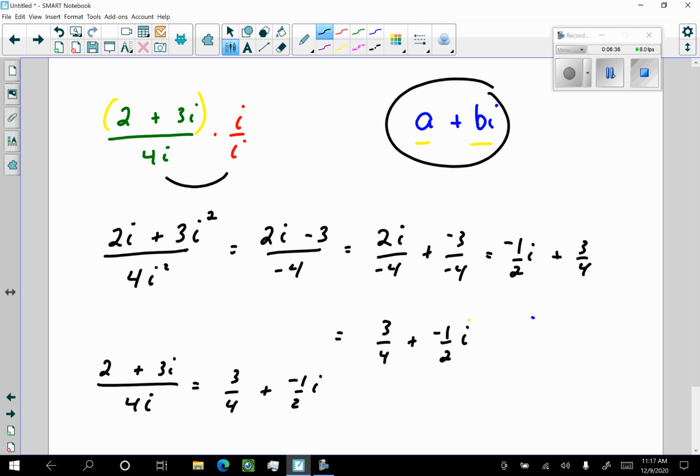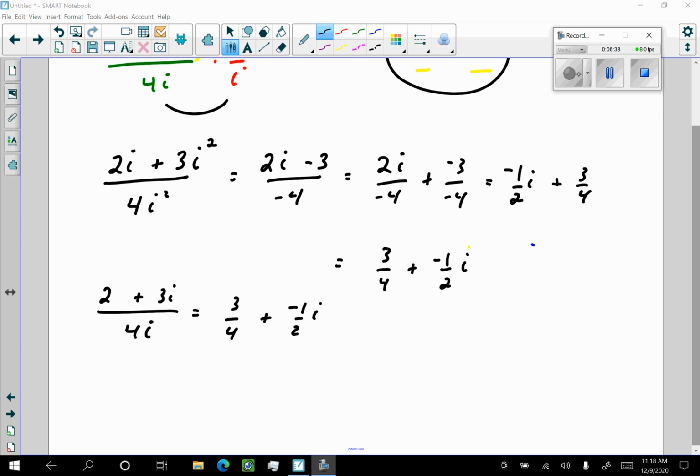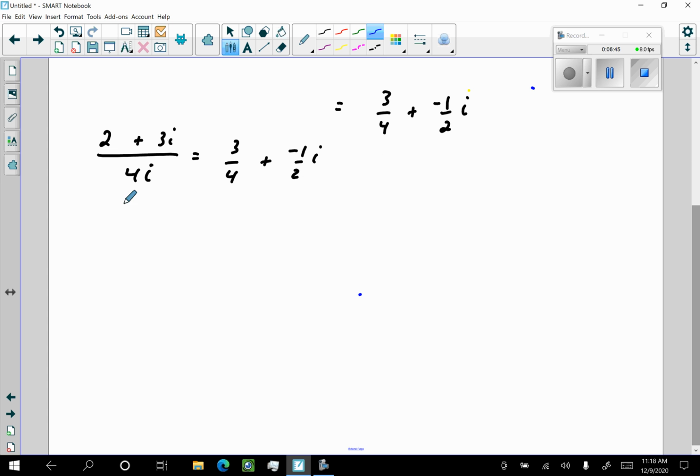Okie dokie. That's certainly one way to do this one problem, but I'm going to show you another way to do this problem too. What I'm going to do here, let me extend. I'm going to right away split this guy up to 2 over 4i plus 3i over 4i, and a lot of students elect to do it this way. So now look at this piece right here. In this piece, the i's will cancel.